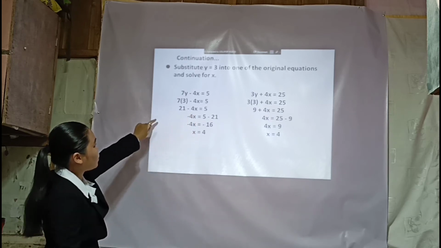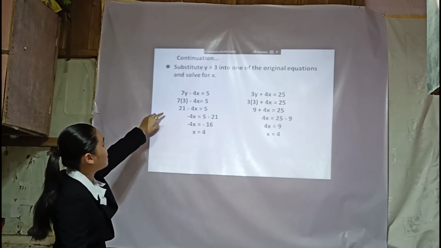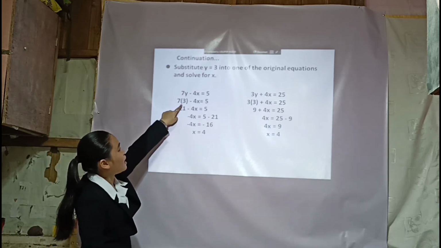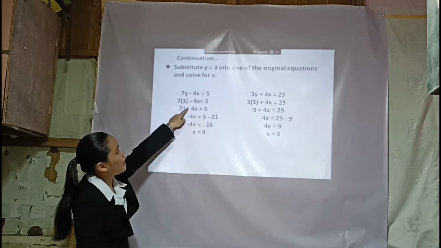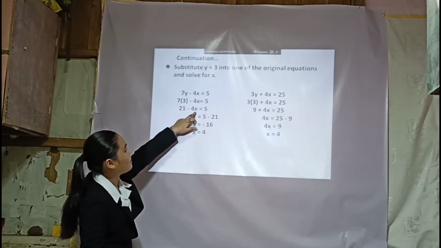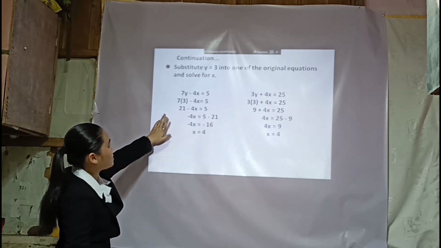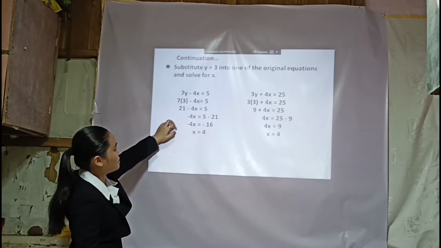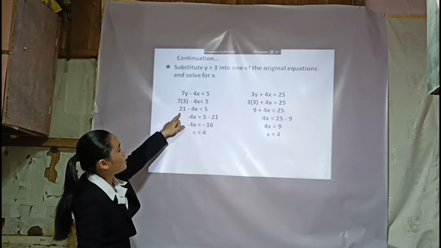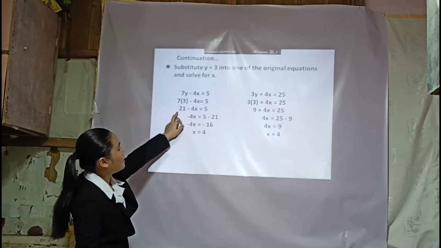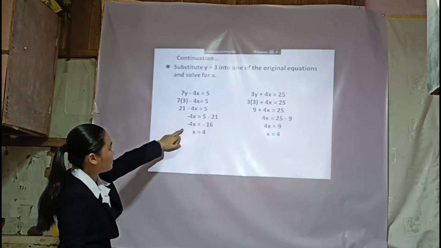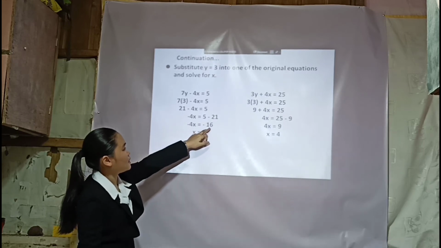So using the original equations, we will substitute the value of y. So 7y minus 4x equals 5. So 7 times the value of y, which is 3, minus 4x equals 5. So 7 times 3 equals 21. Bring down the negative 4x and equals 5. So combine like terms. 21 minus 4x equals 5. So we will transfer the positive 21 to another side, so it becomes negative 21. So negative 4x equals negative 16.